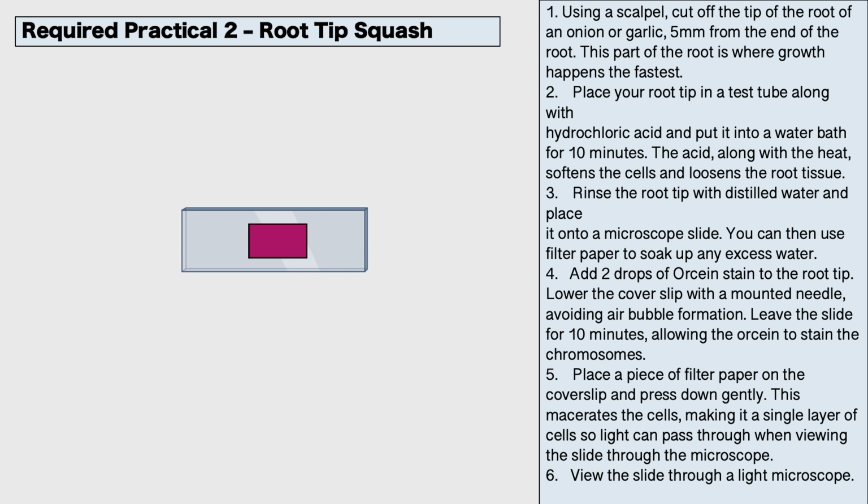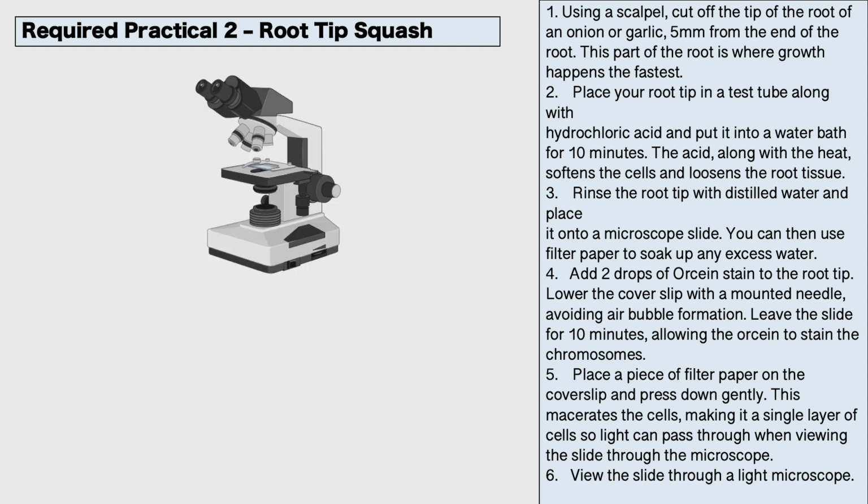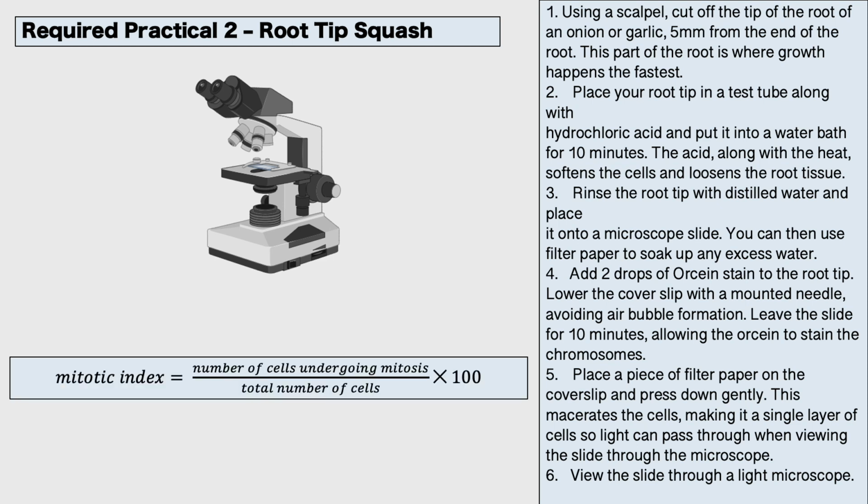Finally, place a piece of filter paper on the cover slip and press down gently. This is called macerating the cells, which basically means squashing them and breaking up the root tip. This makes it a single layer of cells, so light can pass through when viewing the slide through the microscope. Then you can view the slide through the microscope. You may be asked to calculate a mitotic index from this, which is the number of cells undergoing mitosis divided by the total number of cells, all multiplied by 100.